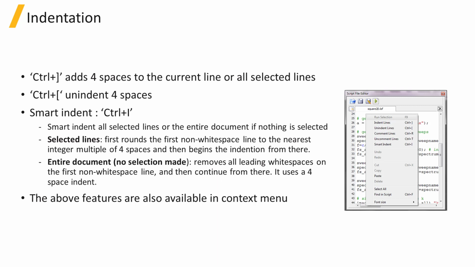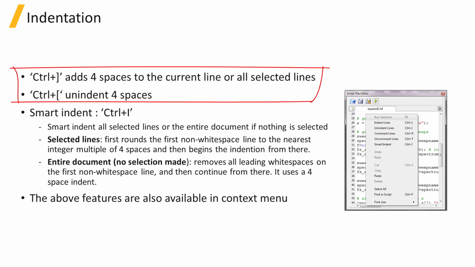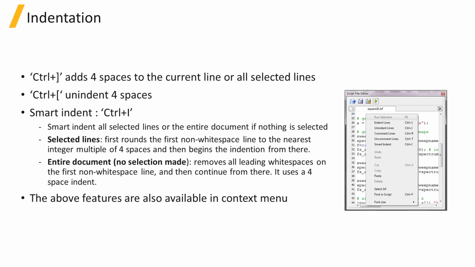If you want to make the script more readable and understandable by using indentations, use the Ctrl right square bracket keyboard shortcut to add 4 spaces to the current line or all selected lines. To remove the indentation, use Ctrl left square bracket instead. A smart indent, Ctrl-I, will smart indent all selected lines or the entire document if nothing is selected.